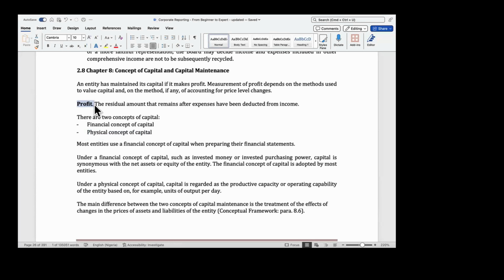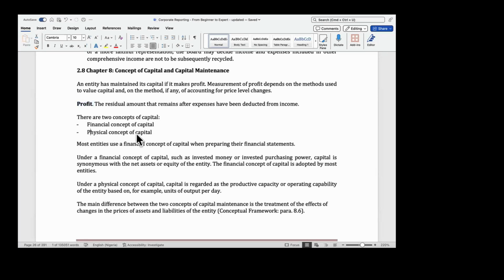So for financial concept of capital, you would have maintained your capital if your capital at the end is equal or higher than your capital at the beginning. Now I'm talking about money, the value, the nominal amount of the capital.